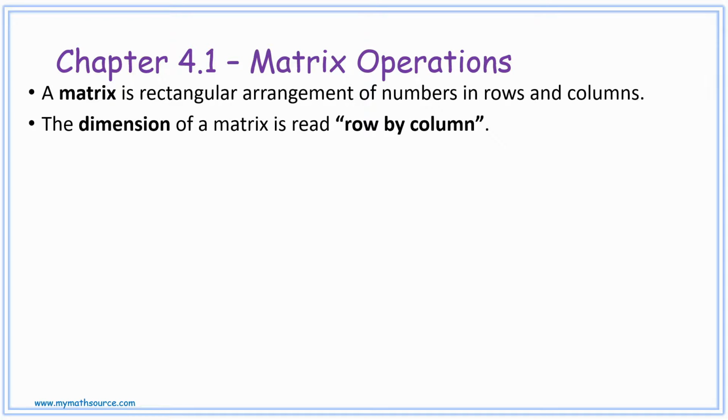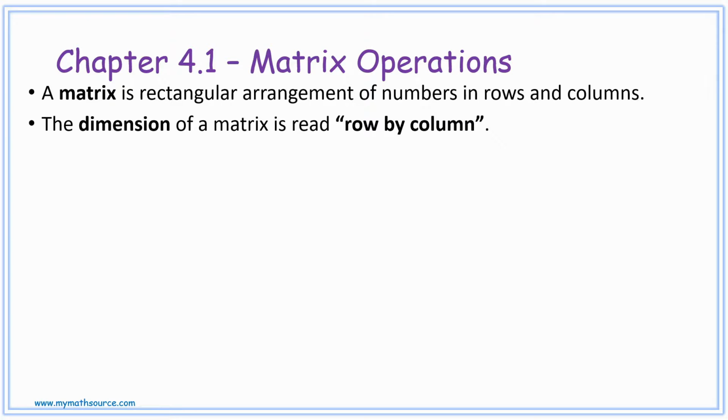All right, so in this lesson in chapter 4.1, we're doing matrix operations. And in this entire chapter, we're going to be looking at what is a matrix. Now, a matrix is a rectangular arrangement of numbers that are put into rows and columns. Now, we have a definition of something called the dimension. And the dimension of a matrix is read row by column.